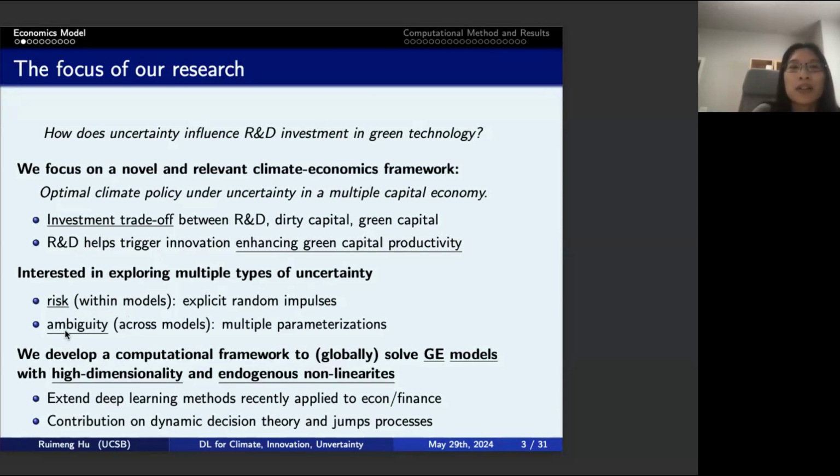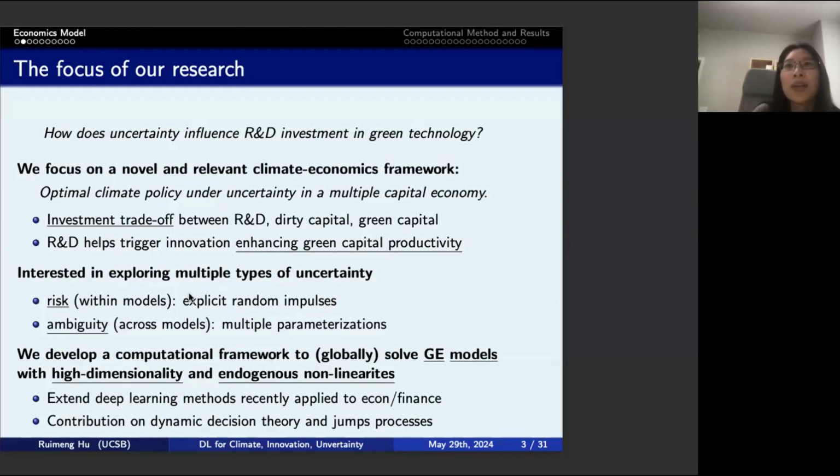We can also consider ambiguity, which we also call misspecification across the models. This means that there are different potential models or different potential probability measures considered in this model. And then you are trying to work in a worst case scenario, where you are trying to see what is the minimal utility that you can gain out of all the possible parameterizations or all the possible probability measures.